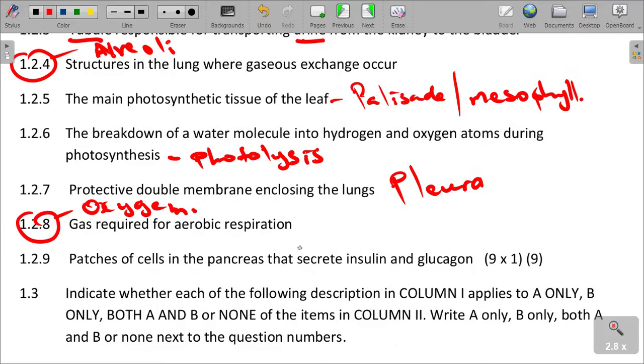Patches of cells in the pancreas that secrete insulin and glucagon. It's called the islets of Langerhans. I'm sure we are going to continuously talk about this as we go to grade 12, when we talk about the balancing of sugar and diabetes conditions, which are caused by excess sugar levels, or glucose that is unconverted into its storage form. So the specialized cells that secrete these hormones are called the islets of Langerhans.